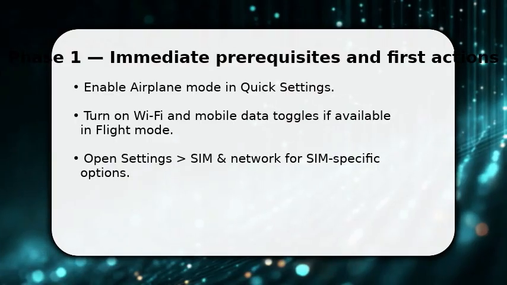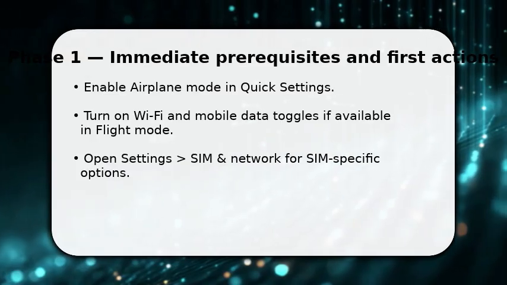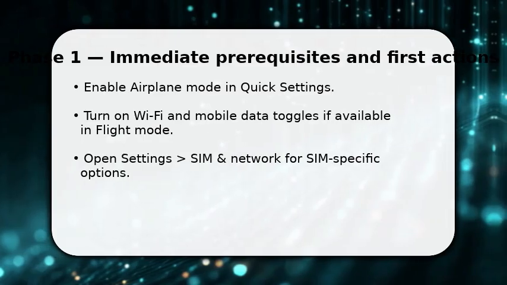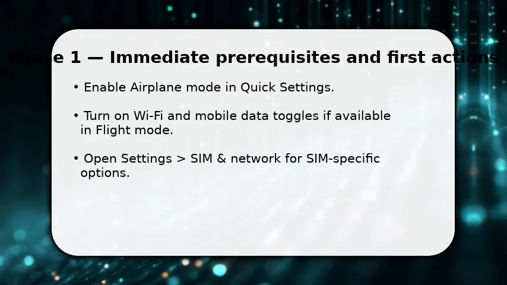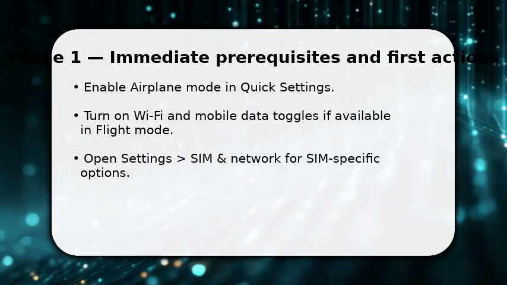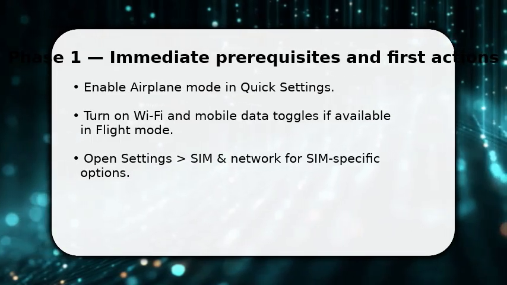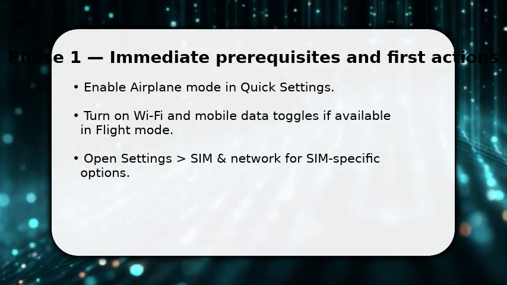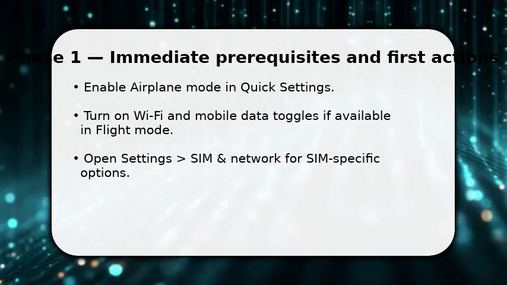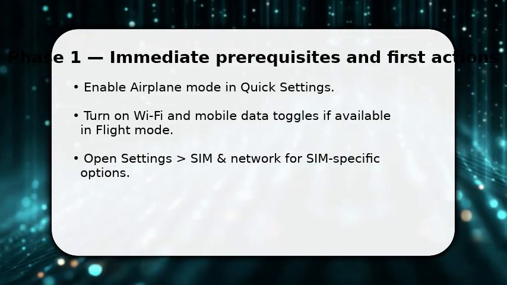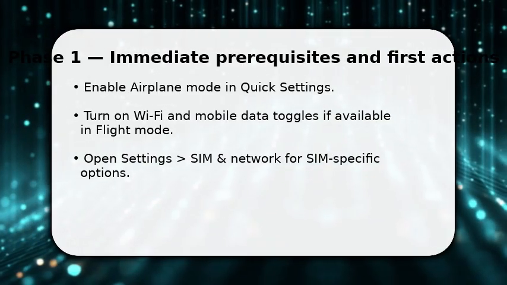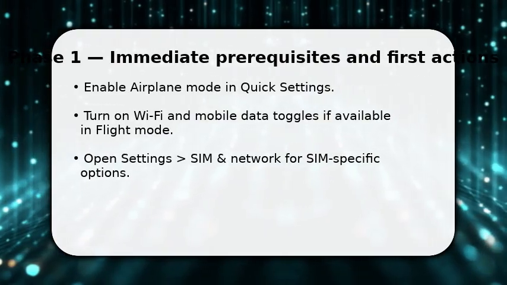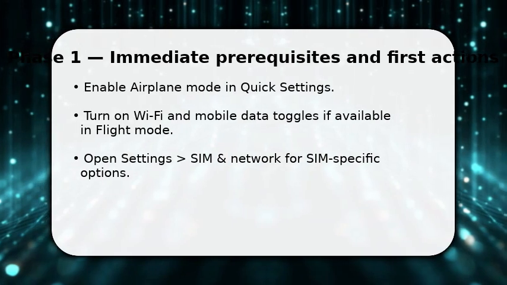You start by enabling airplane mode to block radios, then selectively re-enable the connections you need. Tap Quick Settings and turn on airplane mode, then immediately open Settings so you can re-enable Wi-Fi or mobile data where Realme allows. Once done, go to SIM and Network to confirm the correct SIM is active. This ensures you limit radio exposure while restoring only required services and prepares the phone for the alternative data route Realme might expose in newer builds.